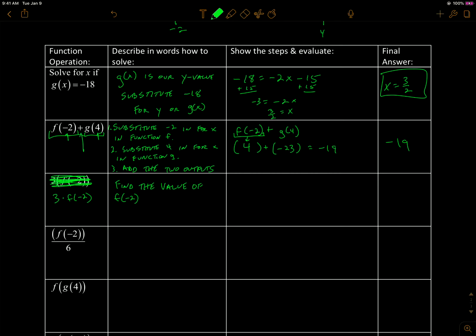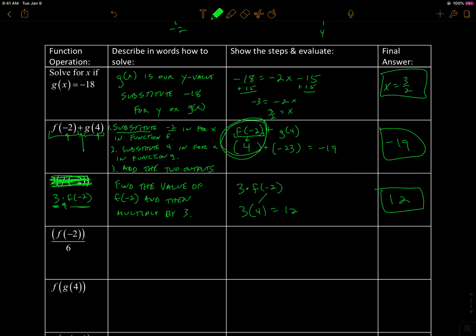Up above, I told you how to find the value. I said substitute in for x, right? I'm hoping you know now that when you substitute in -2, this means substitute in -2 for x, you get a y value, which we already did right here. So we know that that's going to be 4. So we're going to find the value of that and then multiply by 3. Because this means 3 times the value of f of -2. So I'm going to have 3 times 4. Let me write this out. 3 times f of negative 2 is really equal to 3 times 4, which is 12.